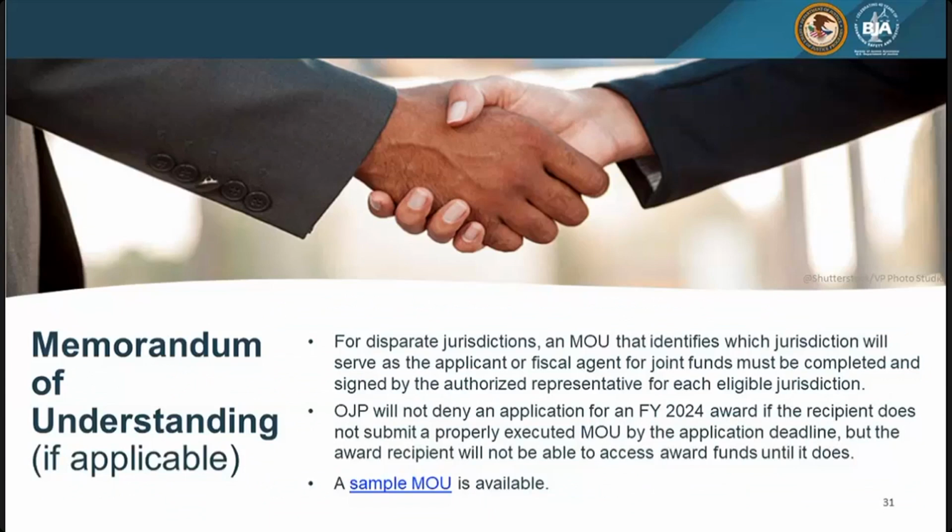We touched on the MOU earlier. This is required for only the disparate groups. It lets us know that all the jurisdictions within the group are agreeable to who the fiscal agent is and how much the joint allocation each jurisdiction is receiving. This should be signed by the authorized representative of each eligible jurisdiction in the disparate group. And the MOU is something that can be submitted post-award, but note that grantees will not be able to access funds until we receive that.